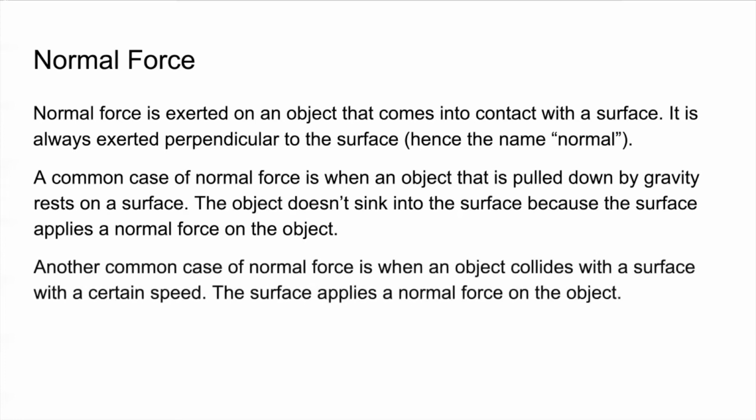And another common case is when an object collides with a surface with a certain speed. So the surface applies normal force on the object to prevent the object from going into the surface. So for example, if you hit a ball against a wall, then the wall exerts normal force on the ball when they collide to prevent the ball from going into the wall. And normal force is a contact force because the object and the surface have to be touching.